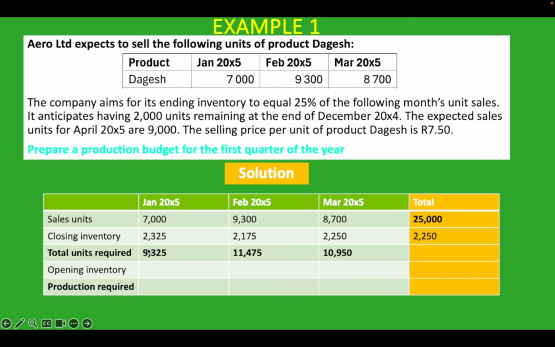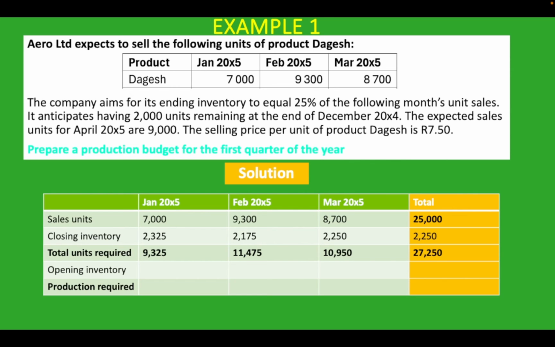And then what is our total inventory that we require for the quarter? Well, again, we're not going to add together the total units for each of the months, okay? That means we'll be counting the same figures a number of times, which will not make any sense. What we now need to do when you're calculating your totals column or for the entire quarter, you just take your total sales units required for the quarter, which is the 25,000 units, and we add the closing inventory for the quarter, which is the 2,250, and that gives us 27,250 units. So that means in total for the quarter, we need 27,250 units.